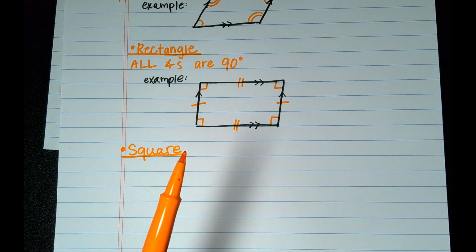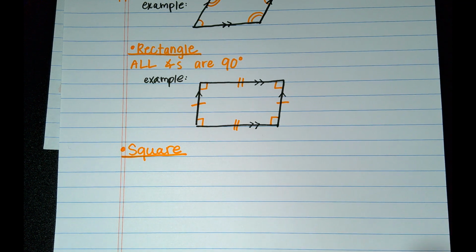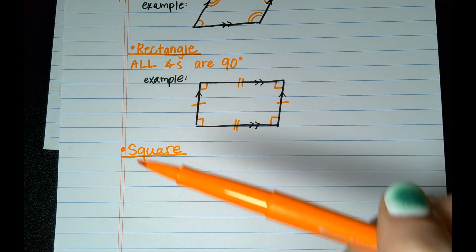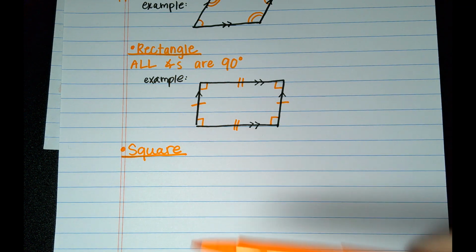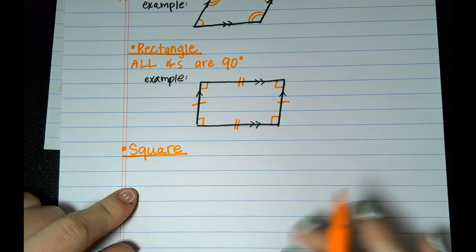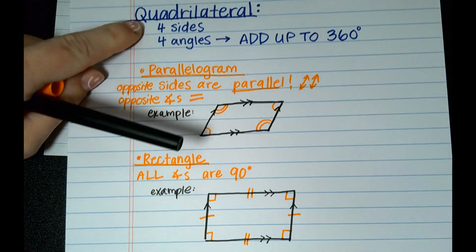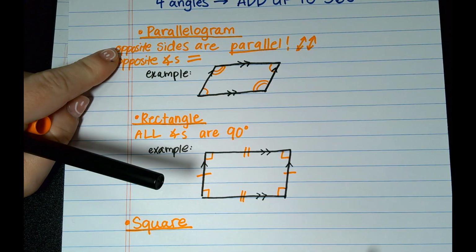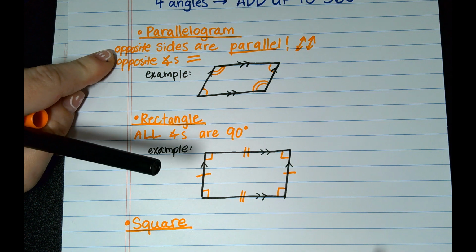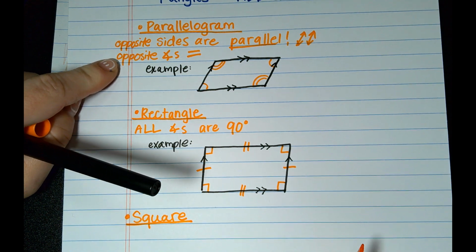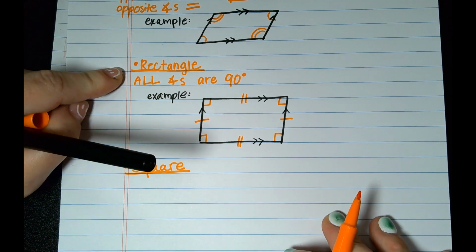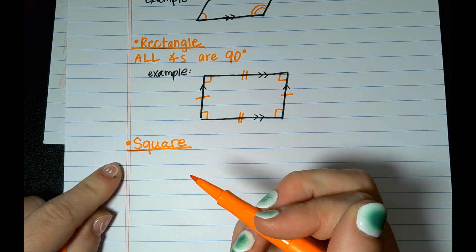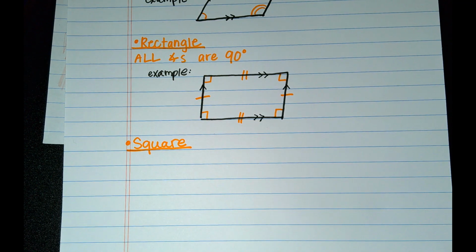Now, if anybody knows, what do you think is going to be the difference between a rectangle and a square? Yes? All the sides are equal. All the sides are equal. That is the only new change. In a square, you still have 4 sides and 4 angles that add up to 360. In a square, your opposite sides are still parallel. Your opposite angles are equal. All the angles are 90 degrees, but now all the sides are also equal. They're all the same length.